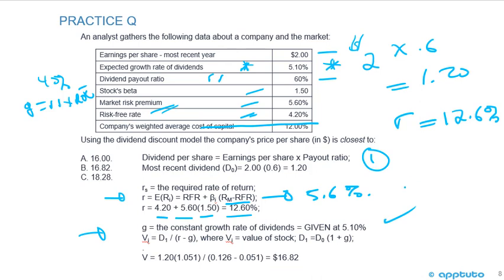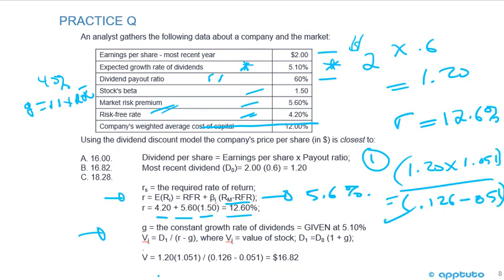D1 is going to be $1.20 times 1.051 for our numerator, and that's going to be divided by K minus G, R minus G, which is 0.126 minus our 0.051 on the growth rate, okay? And so you can see here the value of the numerator, $1.20, because we have D naught. Don't forget that's D naught, the $1.20, we need D1, okay?